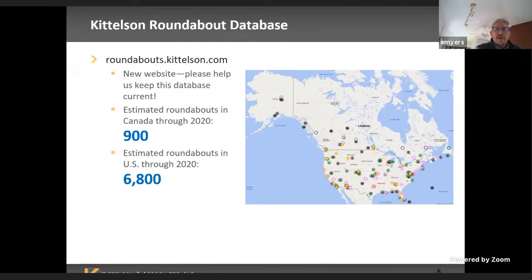So you can go to roundabouts.kittelson.com. You can see how many roundabouts there are near you, or what a lot of practitioners use it for is, if you're working on a roundabout near schools, this will list whether it's near a school, and then you can go to a public meeting and say, well, there's 1,000 roundabouts near schools in US and Canada, or near fire stations, or near hospitals, or whatever the situation is that you want to find. And so it's pretty helpful. So this shows in 2020 estimated around 6,800 roundabouts.